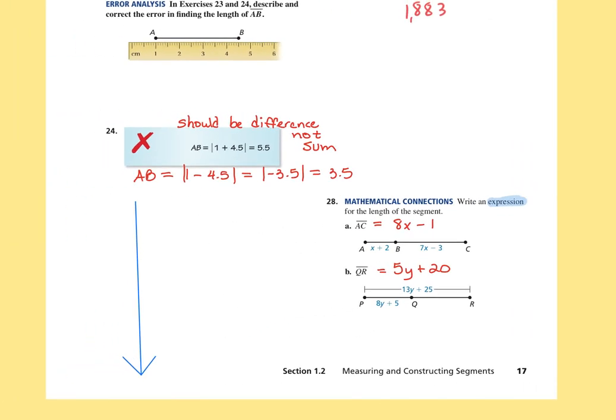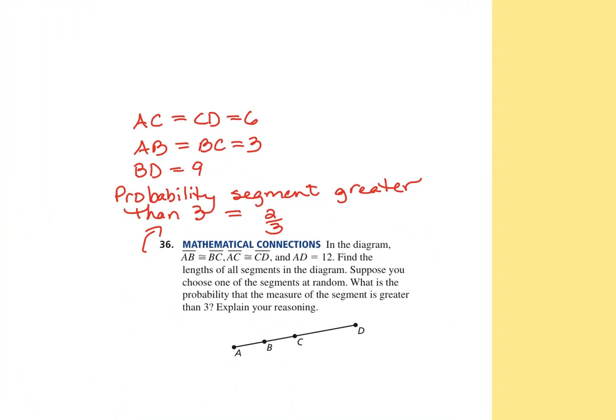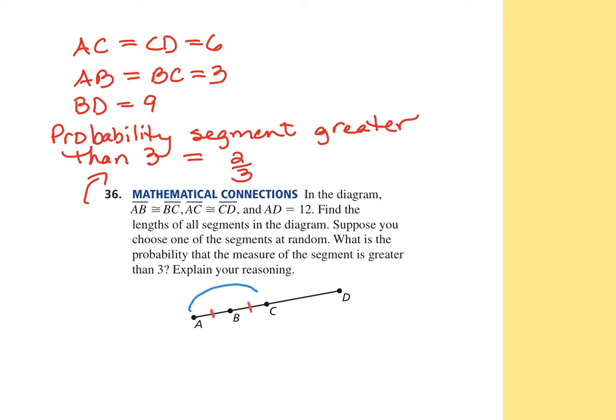Still good? Yeah, okay. All right, 36. AC and CD are both 6. So this is where you want to, I would say, draw all over this diagram based on what they give you. It said AB was congruent to BC. So those two are the same length. And then it said AC was the same as CD. And it says the whole thing is 12.